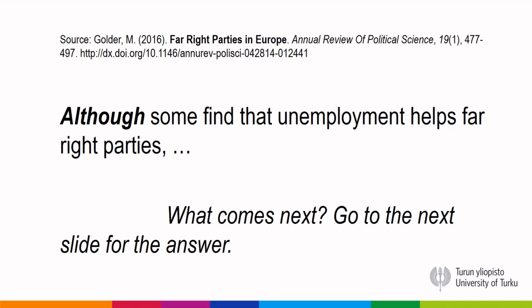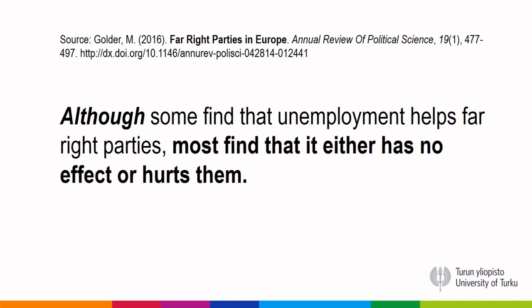So the word although is a signposting word, and it's giving us some specific information about what is coming next. So now think to yourself, what might be coming next in this sentence? Of course, you're not going to be able to say the exact words, but you should be able to characterize the idea of what's coming next. And if we look, we can see that it's something like most find that it either has no effect or hurts them. Do you see that contrast? Even if you couldn't tell the exact words, you should have been able to feel that signal from although, that something different was coming.